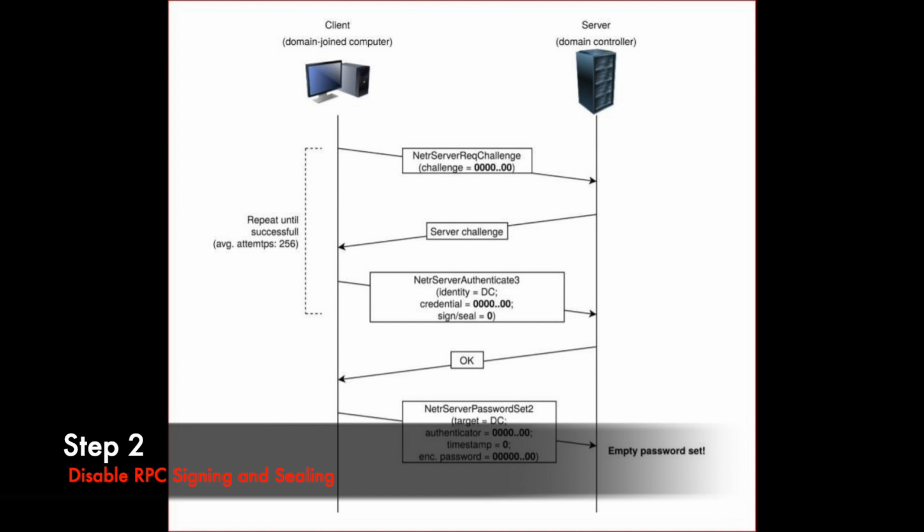The second step is to disable RPC signing and sealing. Once signing and sealing is turned off, messages are sent in the clear and the hackers would now be able to take any action they want. All the hacker now needs to do is change the password to a blank value.